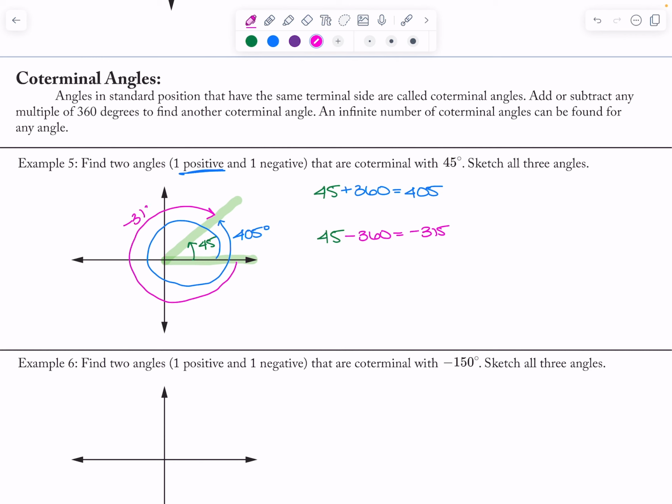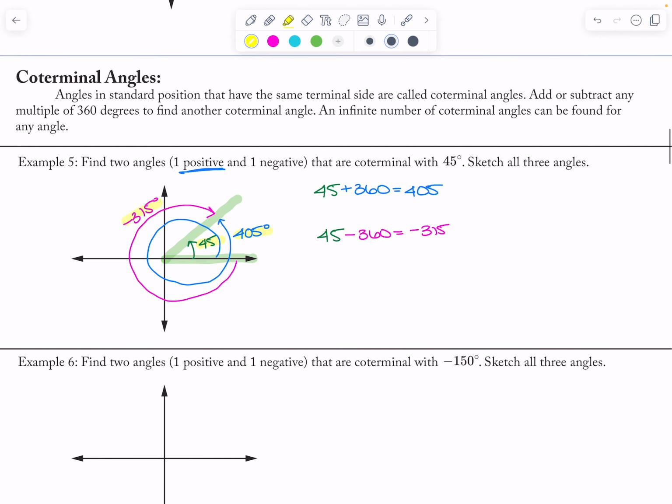What I want to see on your actual paper is 405, 45, and negative 315. If you're off a little bit on your circles, I'm not as concerned, but I do want to make sure that your angle measurements are correct.